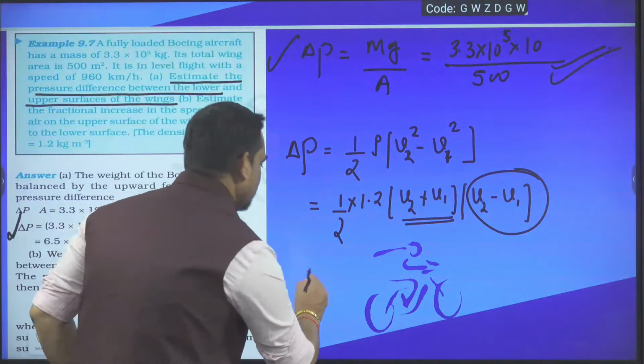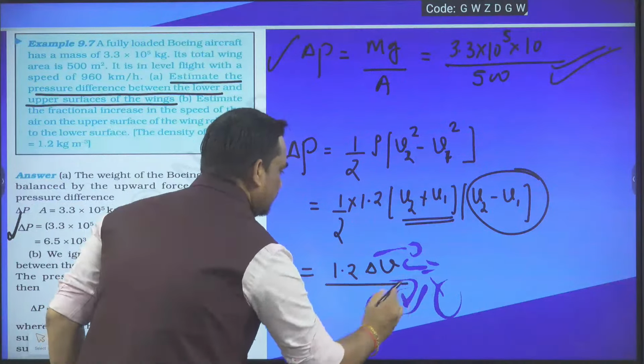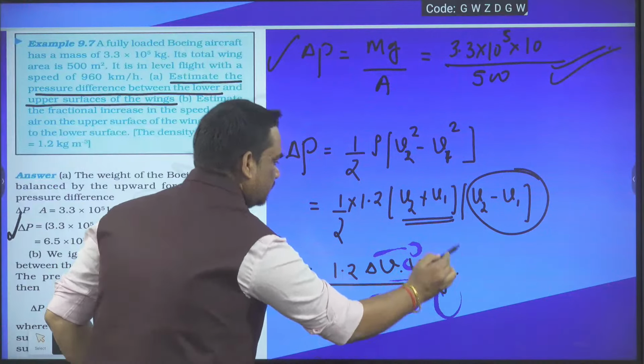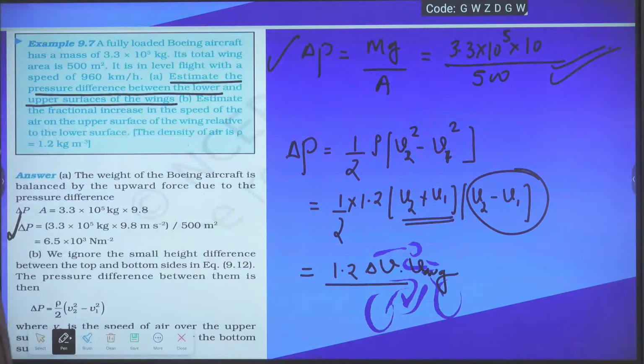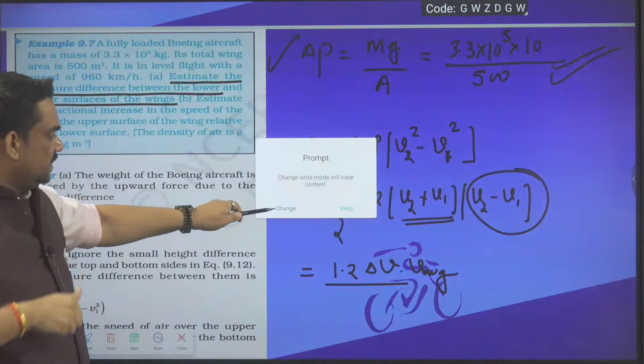So this becomes basically 1.2 delta V divided by V average. Okay, and then we can calculate what is the fractional delta V. Delta V means the relative change between the upper and lower.